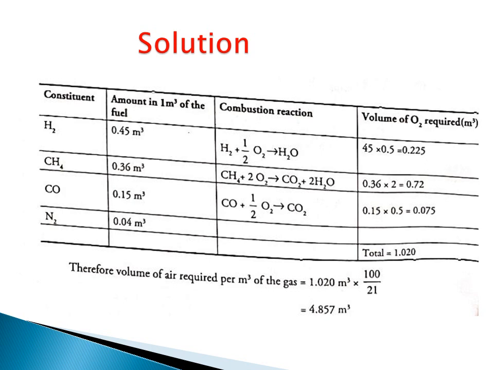So therefore, how much air? You have to calculate the minimum volume of air required for combustion. Now, if oxygen is 21 volume, then how much air is required? 100 meter cube of air is required, because air contains 21% oxygen by volume. So if oxygen required is 1.020 meter cube, then the total volume of air per meter cube required for the combustion will be 1.020 meter cube into 100 by 21.